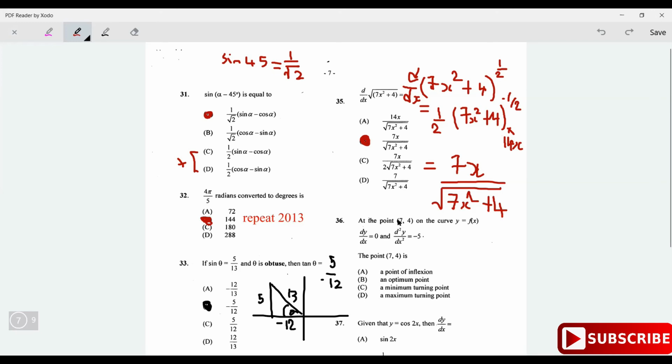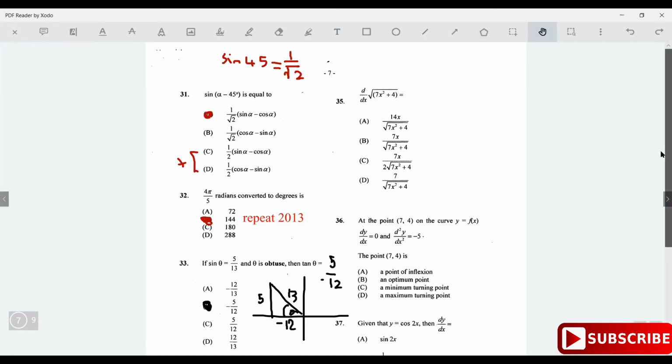So this is a stationary point. And they said d2y by dx squared is -5, which is less than 0. And so it is a maximum turning point. Maximum turning point. Easy. Once it's less than 0, maximum turning point. Easy question, no sugar, soft.